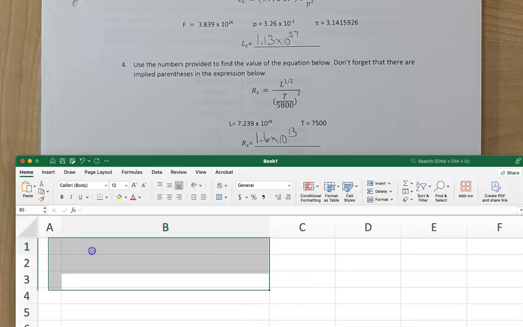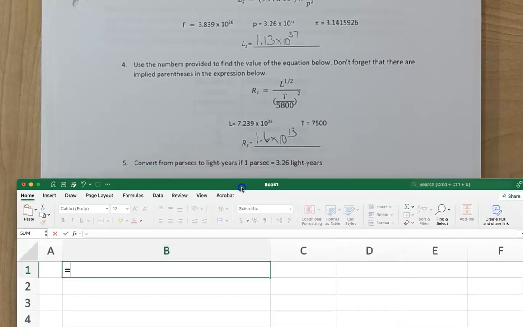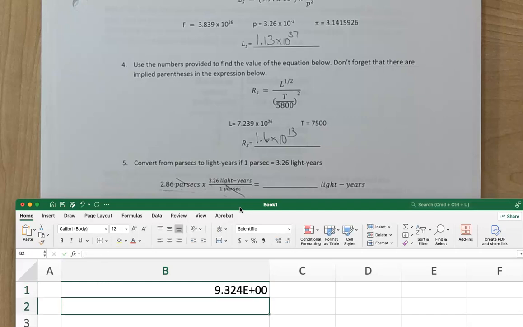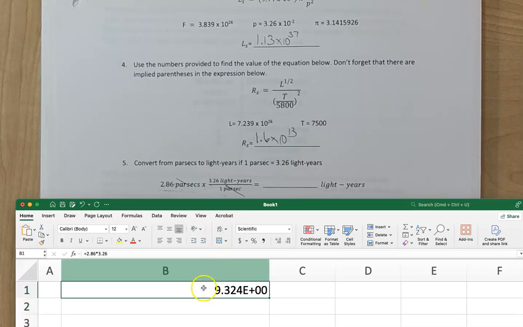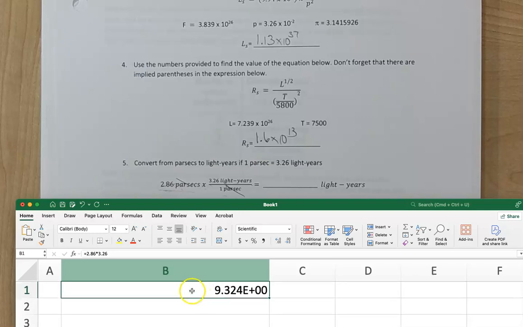I'll delete all this to clean it up. Equals, what did I say? 2.86 times 3.26. 9.324 E plus 0. See, the cell is still formatted to give me my answer in scientific notation even if I don't need it.